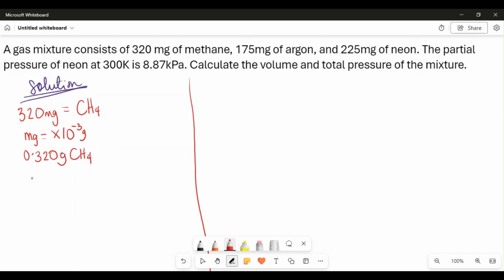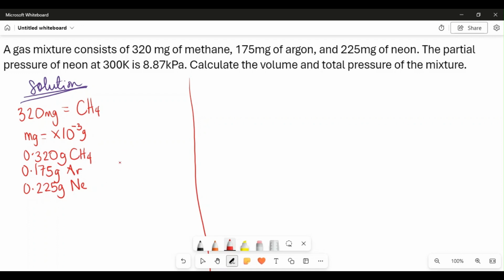Now we also have the next one, which is 0.175 grams of argon, which is the same thing as 175 milligrams, and then 0.225 grams of neon. So having this information down is critical.